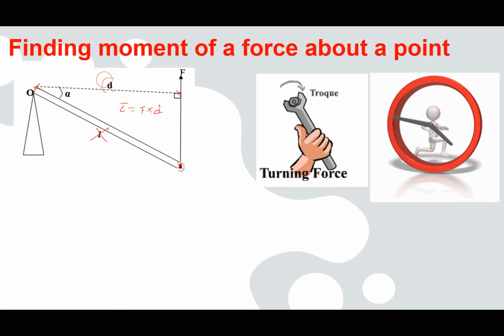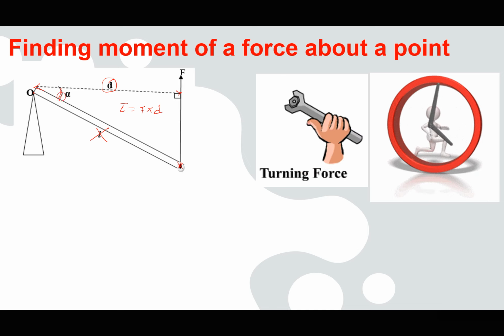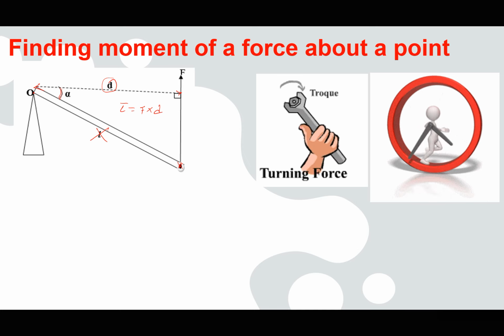Suppose D is not given and you have L. In that case, now you will use alpha. So the concept of resolving that you learned in the first unit of AS physics now comes into play.